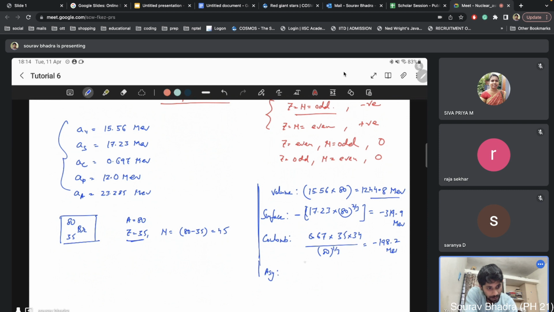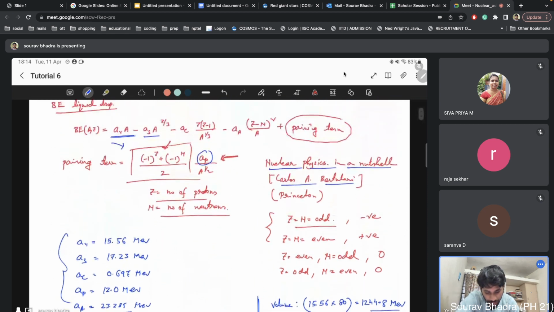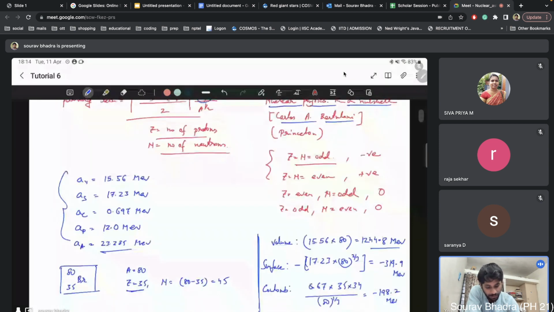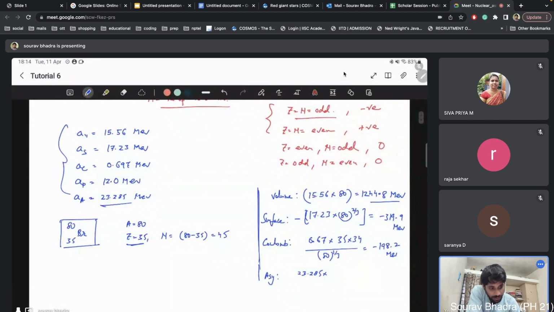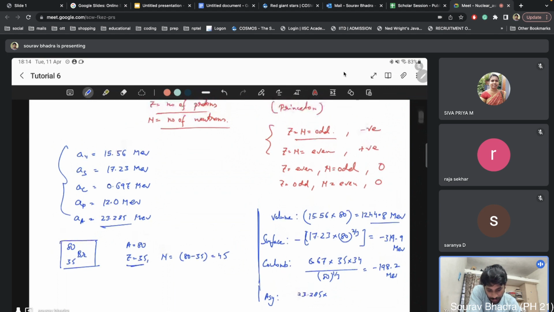Now the asymmetric term. The asymmetric constant is 23.285 MeV, and what was the term? That was (N minus Z) squared. So that means 45 minus 35 squared, that is 10 squared, divided by 80. That will give you minus 29.1 MeV, because all these terms are negative, that's why I am using that minus sign.